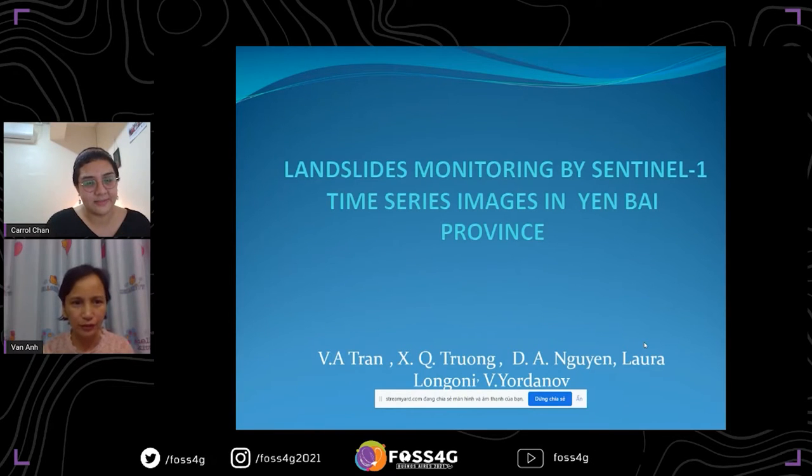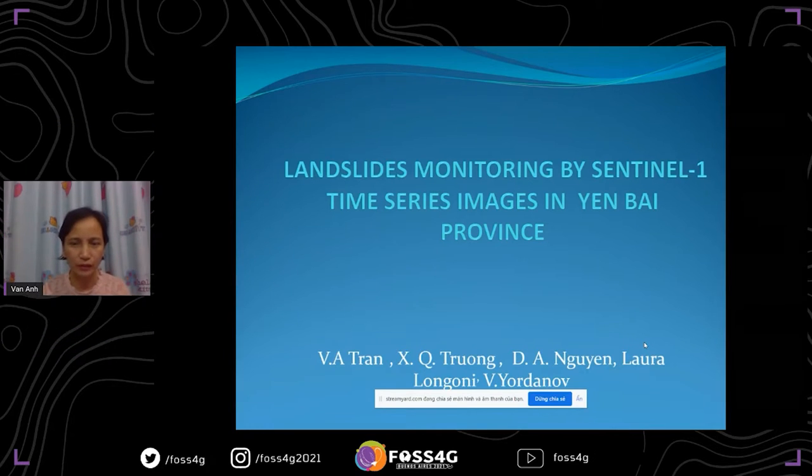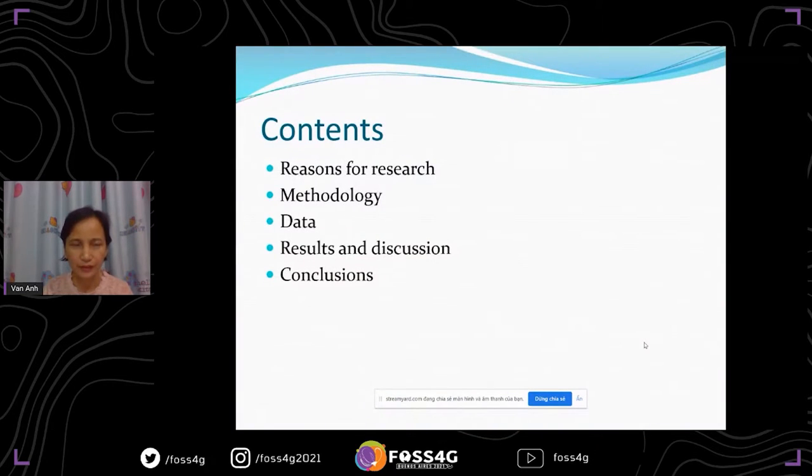Thank you. My presentation is about landslide monitoring by Sentinel-1 time series images in one small district in Yen Bai province. A little bit about the contents: I will introduce our research methodology, data, results and discussion, and conclusions.